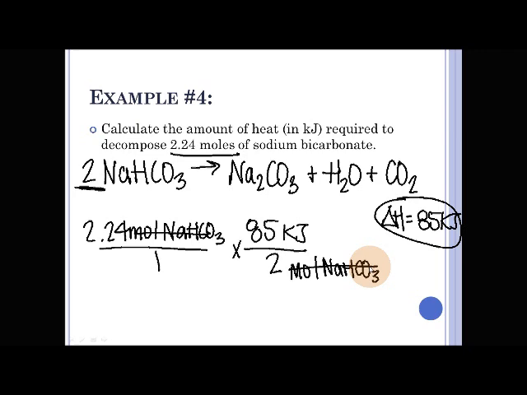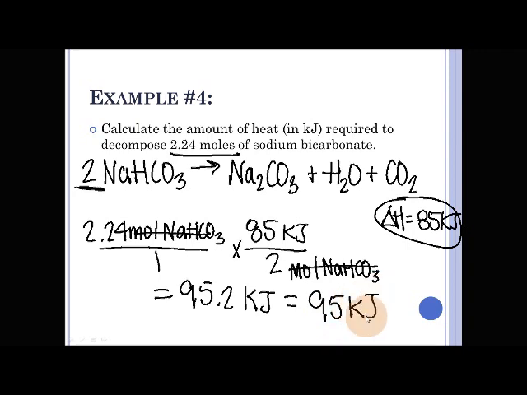If you take 2.24 times 85 divided by 2, you should get 95.2 kilojoules, but that's not in sig figs. So we had 2 sig figs in our 85 kilojoules to start in our change in enthalpy. So that means that we're going to round to 95 kilojoules. And that is the amount of heat required to decompose 2.24 moles of sodium bicarbonate.